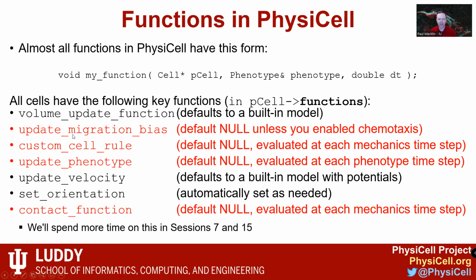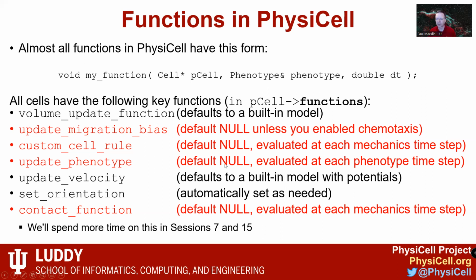Update migration bias: right now, you will almost never need to update this, because the built-in chemotaxis and advanced chemotaxis will be able to do this. So probably not even red anymore. Custom cell rule has this form, and this is a function that will evaluate at every single mechanics time step. So it updates very, very frequently. Update phenotype updates at every phenotype time step, so much less frequently. And typically, that's the function we're going to be modulating.